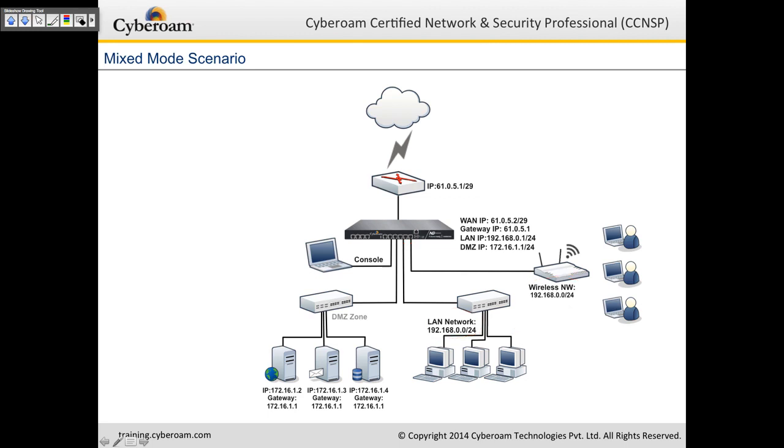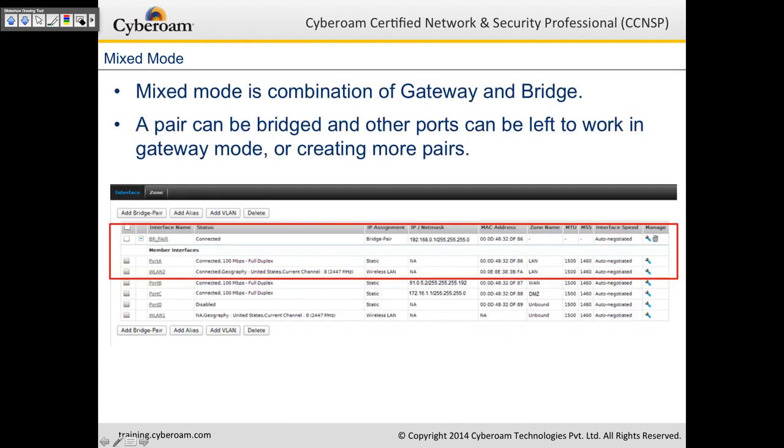So let's have a look at how the deployment looks like in terms of configuration in Cyberoam. So go to the next slide. This is how it looks like. So if you go to your system interfaces and you can click on the add bridge pair over here, you can add two pairs of interfaces and you can bridge this pair of interfaces, and you can say, okay, this is a common IP address 192.168.0.1 with class C. So the computer is connected to the bridge network, any one of the interfaces. They'll be having the gateway as 192.168.0.1. So a pair can be bridged and other ports can be left to work in gateway mode.